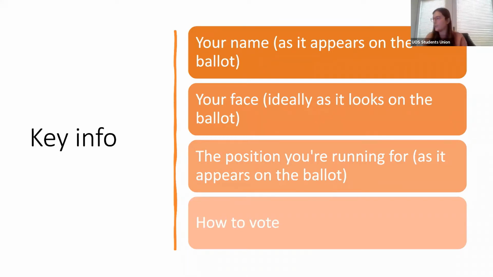Your face, absolutely necessary. Ideally, the same picture that you're going to use on the website as well. This would be just an ideal scenario, so people can easily recognize you. The position you're running for. So again, this is so obvious, but people forget all the time. They say vote for Chris, but they never say what role Chris is running for. So remember to include the position and how to vote. So include a link or some instructions to help people find their way to vote.